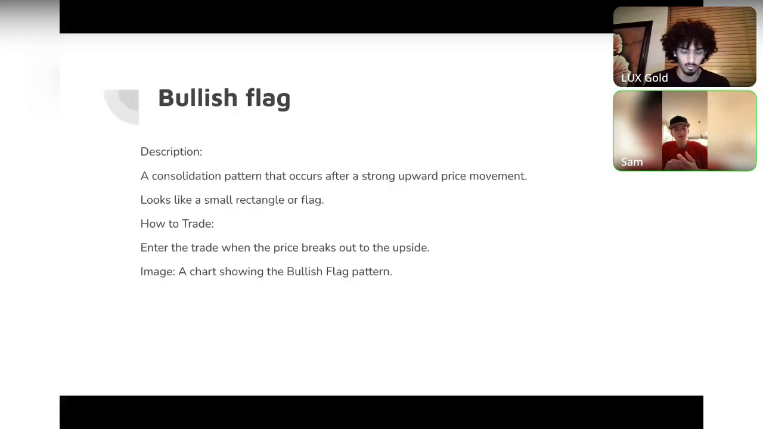All right, so first of all, let's talk about the bullish flag. This is a consolidation pattern that occurs after a strong upward price movement. So we usually have a buy up, and then it looks like a small rectangular flag. We'll show a picture on the next slide, but how you want to trade this is you enter the trade when price breaks to the upside, like when it breaks out, right? So it's a chart showing the bullish flag pattern. Let's see the next picture.